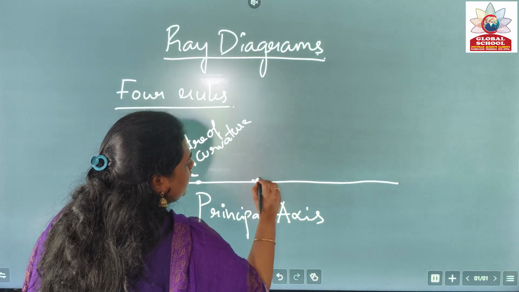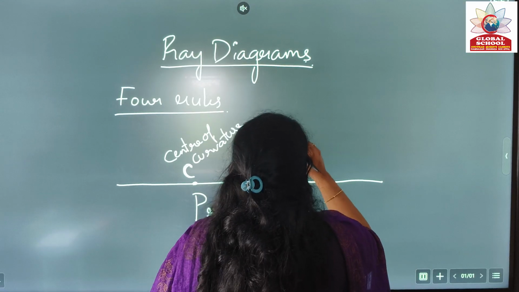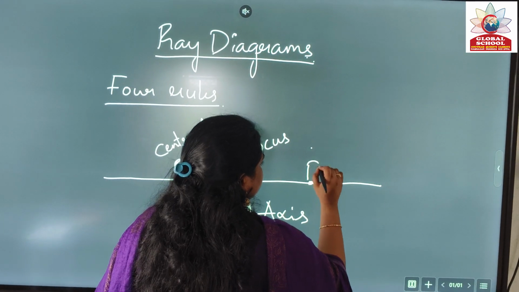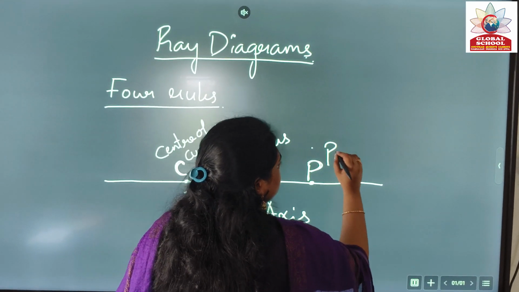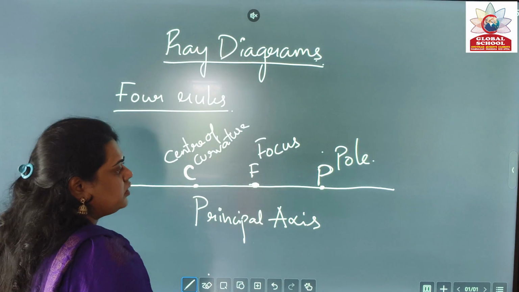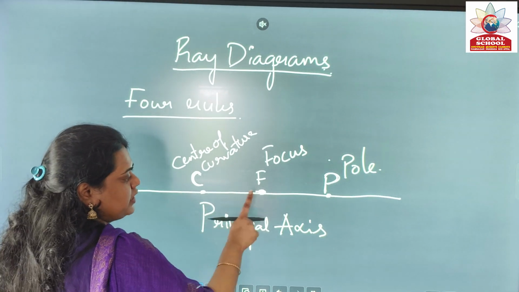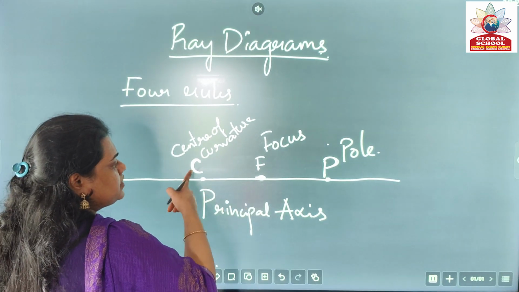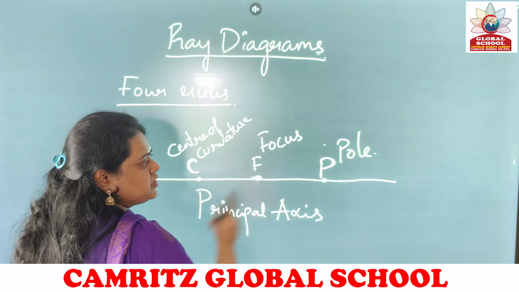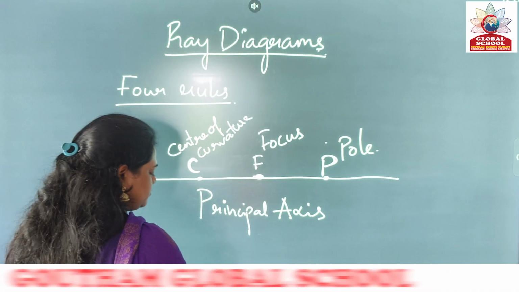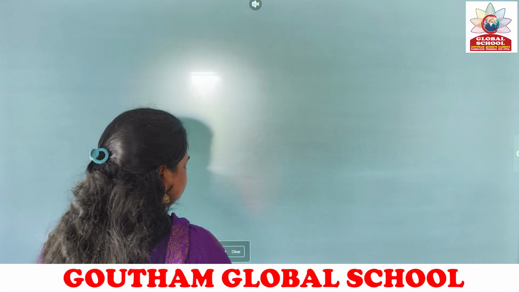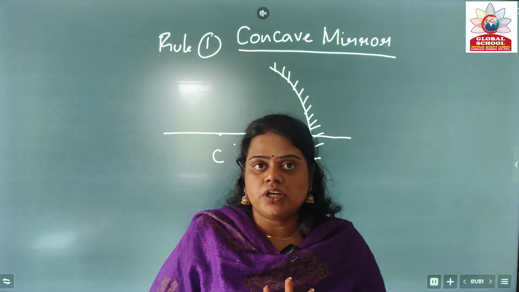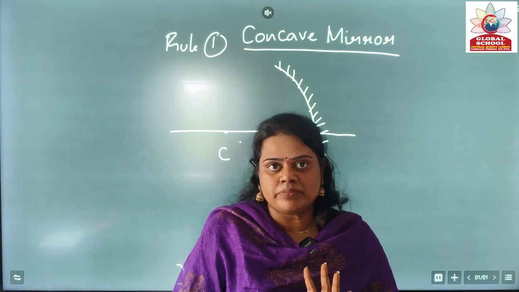After that, we have a point called F, which is also called the focus. This point is called the pole. Based on these 4 things, we are going to draw ray diagrams: the principal axis, center of curvature, focus and pole. Before drawing the ray diagrams, we have 4 rules to draw the ray diagrams for the concave mirror.